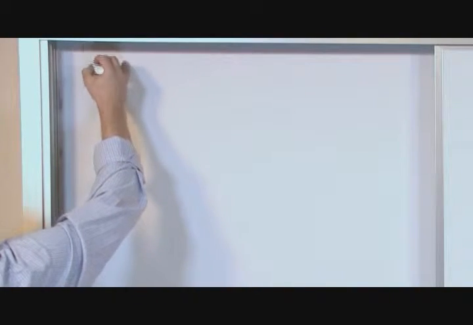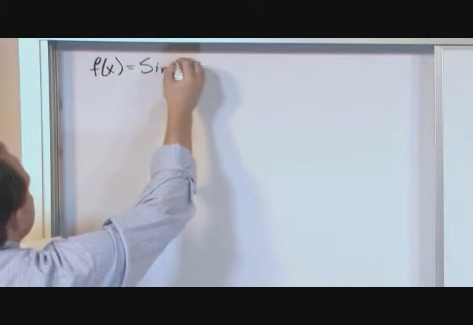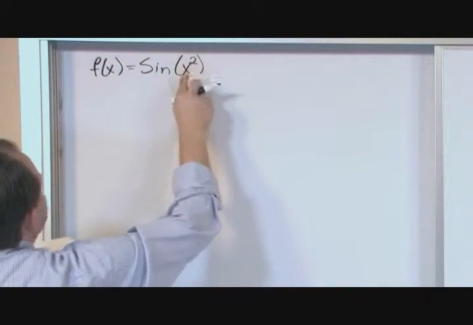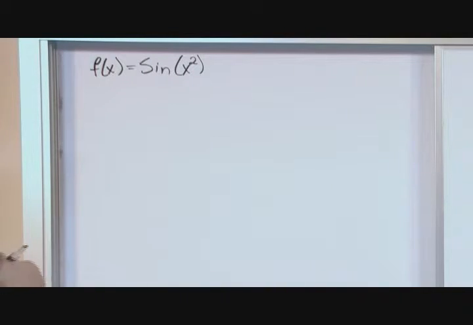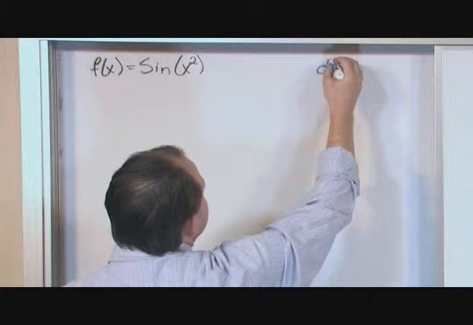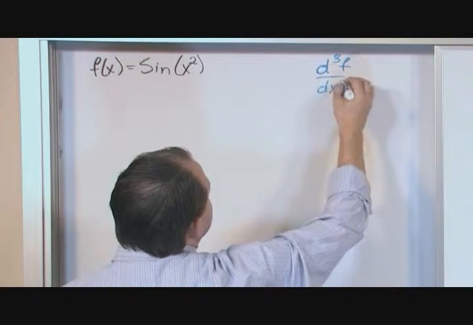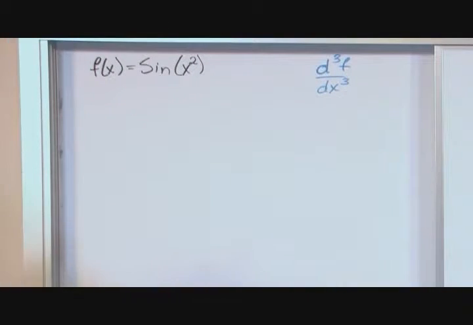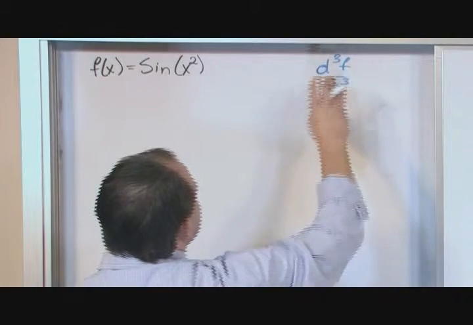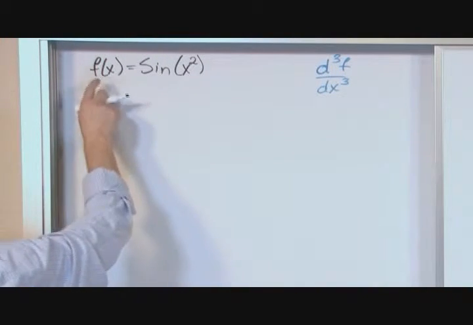So, as an example, let's say we had a function f of x is the sine of x squared, where x squared is what's being operated on with the sine. Now what we want to find in this case is the third derivative, d cubed f dx cubed. So we're writing it in that notation just to give you a little bit of a flavor for writing it and seeing it different ways, but it's the same as f triple prime of x. So the first thing we need to do is find the first derivative.